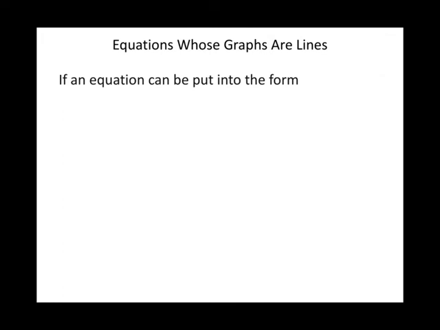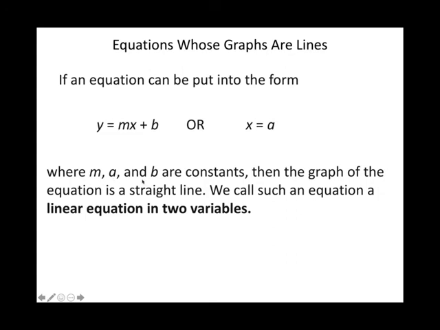Okay, equation. Whose graph aligns? If an equation can be put into the form y equal to mx plus b or x equal to a, we just talked about this one, right? X equal to a is a vertical line. Where m, a, and b are constants, then the graph of the equation is a straight line. And we call such an equation a linear equation in two variables.